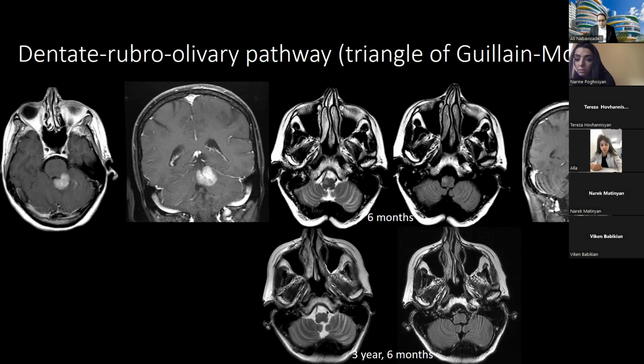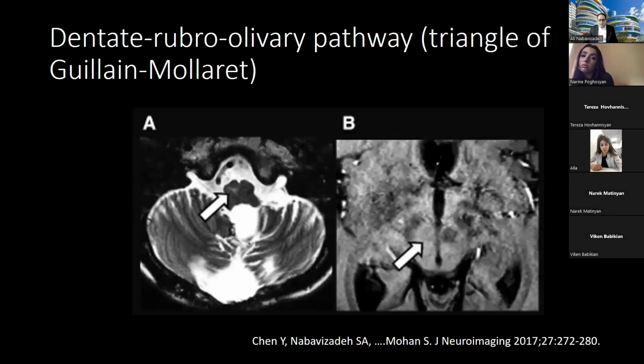And you can see on the 3-year and 6-year follow-up, the olive went back to its normal shape. It's no longer bright or hypertrophied. So that's the normal evolution of signal changes in dentatorubro-olivary pathway injury and hypertrophic olivary degeneration. One interesting thing that we might see in this entity is that on susceptibility weighted imaging, the red nucleus, which is involved in hypertrophic olivary degeneration, could over time decrease its signal because of loss of minerals, and the susceptibility weighted imaging can have this appearance on the red nucleus.